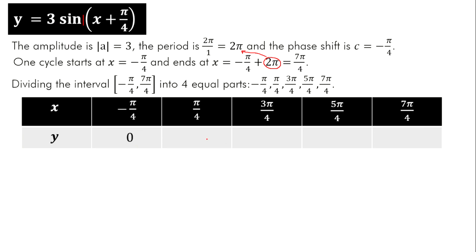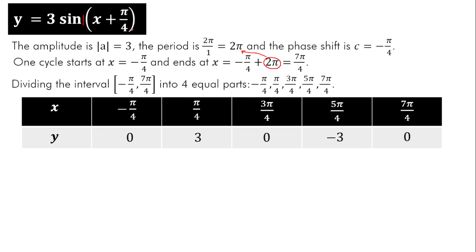And then for pi over 4, 3 sine of (pi over 4 plus pi over 4), the result of that is 3. And then for 3 pi over 4, 3 sine times the quantity of 3 pi over 4 plus pi over 4, that is 0. And then for 5 pi over 4, if we're going to substitute that, we'll obtain negative 3. And then for 7 pi over 4, that is 0.